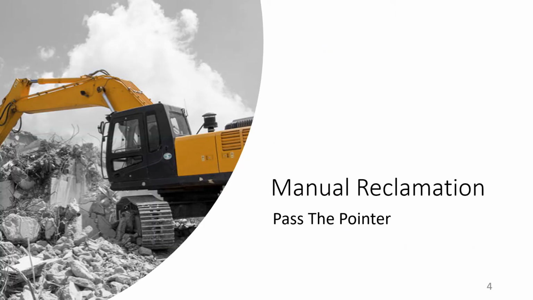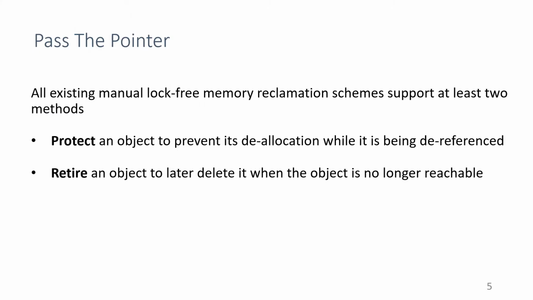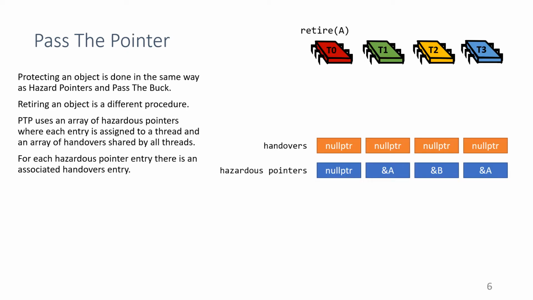I will start by presenting the memory reclamation scheme Pass The Pointer. Like other lock-free schemes, Pass The Pointer implements two methods. The method getProtected must be used by a thread to protect an object before dereferencing it, and the method retire, called when an object has no hard links that refer to it. After retire, the object is deleted when it becomes unreachable. The getProtected method is implemented in the same way as in the hazard pointers scheme. The difference is in the retire method.